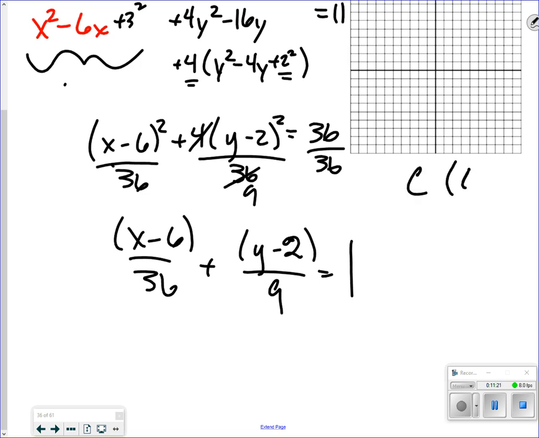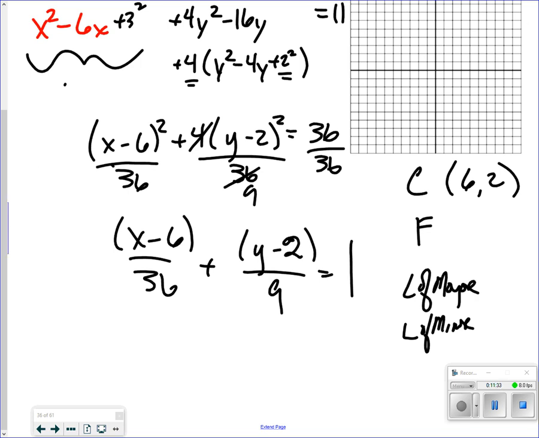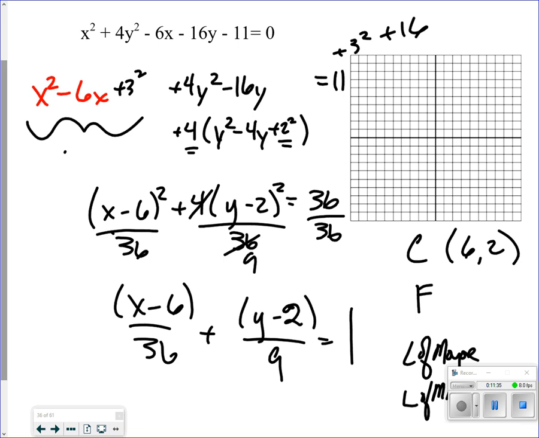Center, foci, length of major, length of minor. So let's graph then first. So I go up here to 6, positive 2. Put a dot. Under the x is a 36, so I'm going to go left 6 and right 6. Sorry that it goes off the graph there ever so slightly. And then up 3 and down 3, which will make my elliptical shape.